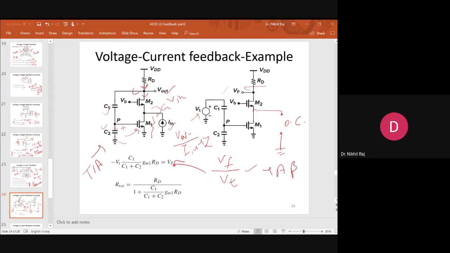A beta, where A is your R naught, because it is V out by I in. And then beta is your GMF. I will not write GM because GM is transconductance. GMF means the transconductance value of the feedback network. So this is your VF by VT, and then here it is shown R total, which shows what the output resistance will be. So the output resistance here is RD divided by 1 plus A beta, where this is your beta and this was your gain.